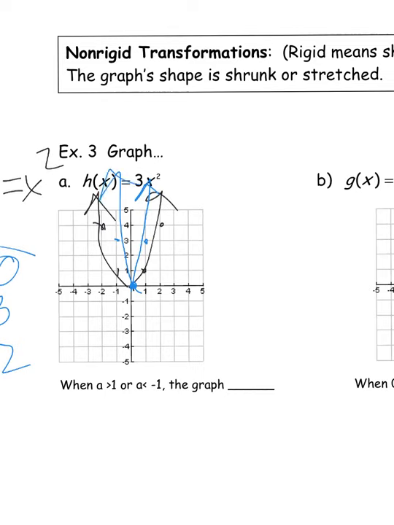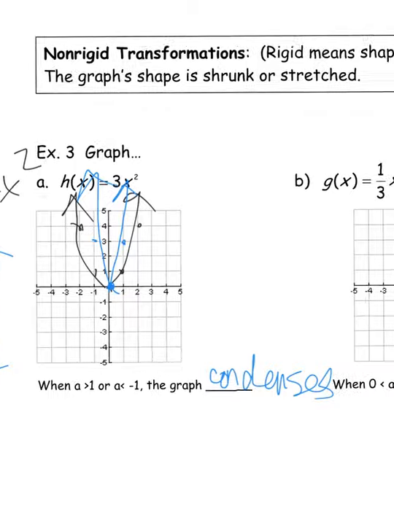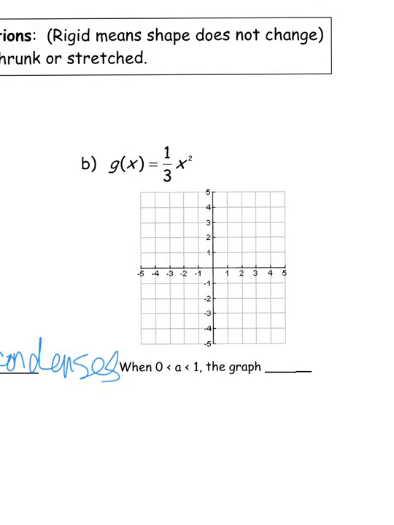We see that condenses it horizontally. So I like thinking about it in terms of the horizontal change. So the graph condenses horizontally. If it's a third, it's going to expand out because it's being multiplied by 3. It's going to look more like this relative. Whoops, not the best drawing.